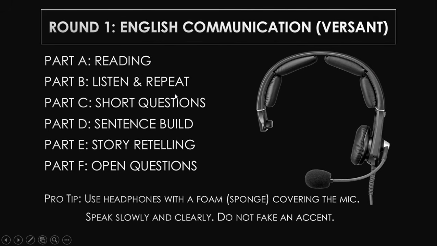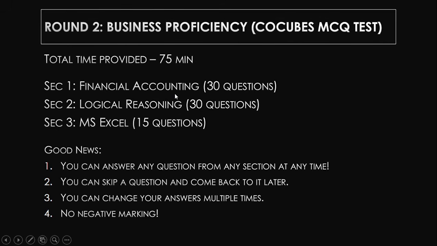Now let's move on to the MCQ round. When it comes to the business proficiency round, this is the CoCubes round, the MCQ test. What we have over here is 3 sections: financial accounting, logical reasoning, and MS Excel. 30 questions and 15 questions. So 75 minutes and a total of 75 questions. On average, 1 minute per question.